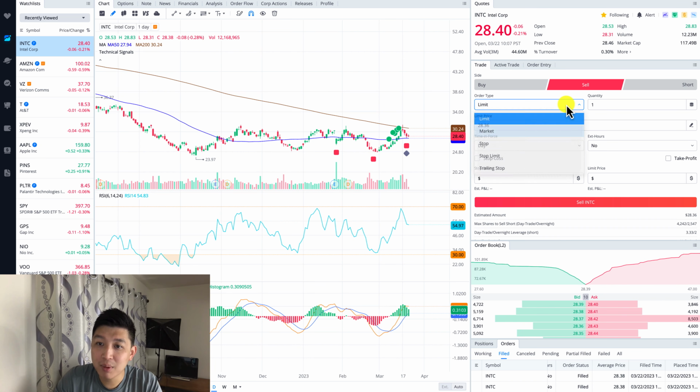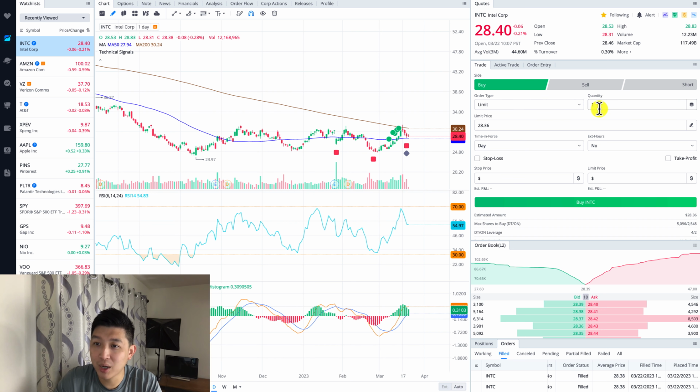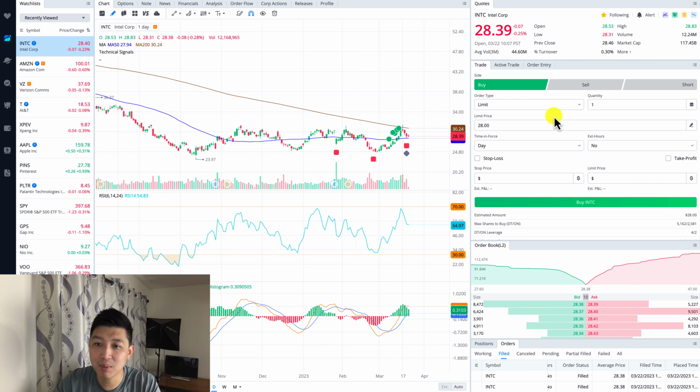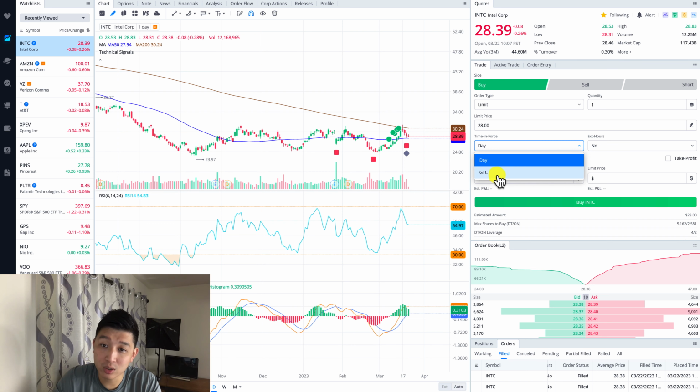Let's say you want to buy, right? Let's start with a buy order, quantity 1, and just put 1. And for the limit price, let's say you don't want to pay too much for Intel, and you want to pay $28. Set the limit price at $28, and then you have time in force: day for the day, or good till canceled for whenever. It could be multiple days, it could be a month from now. So it's good till you cancel.